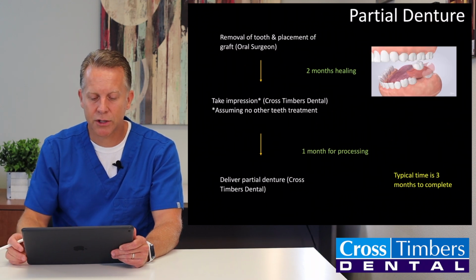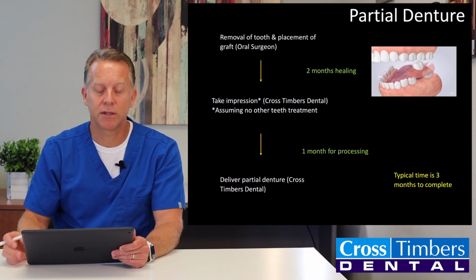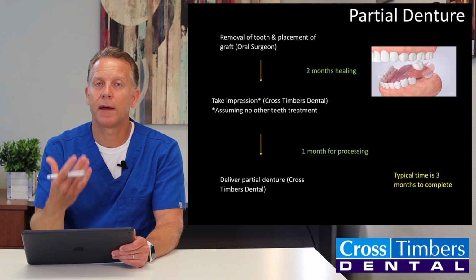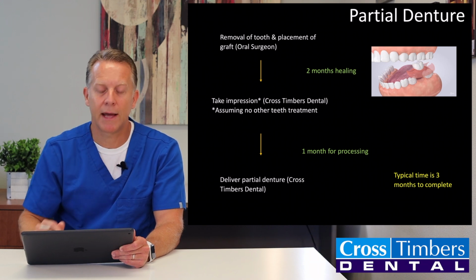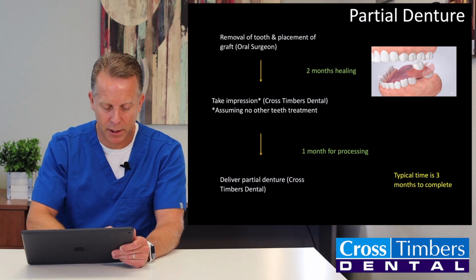With the partial denture, similar to the bridge in the fact that the tooth comes out, a couple months of healing, an impression is taken, sent to a lab where they then make the partial denture that we then hand to you about 1 month later. So that takes about 3 months to complete that process.